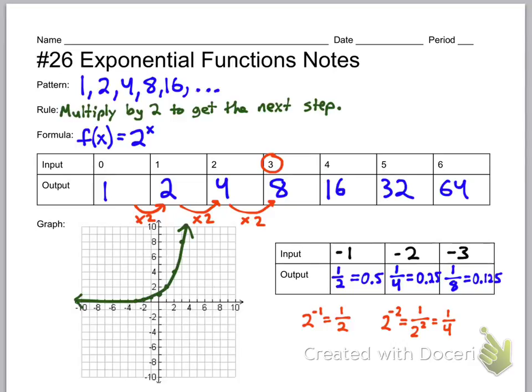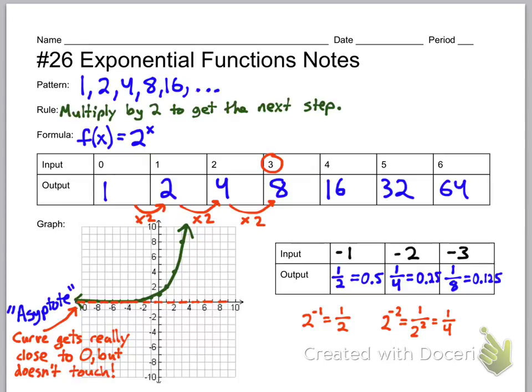It gets close to 0 really, really fast. We actually have a name for that. See that dashed line where our green curve gets closer and closer to the x-axis but never touches it? That's called the asymptote. But that is the graph. And what I want you to notice is how quickly it gets big as you go to the right and how quickly it gets small as you go to the left. That is one of the hallmarks of an exponential function.